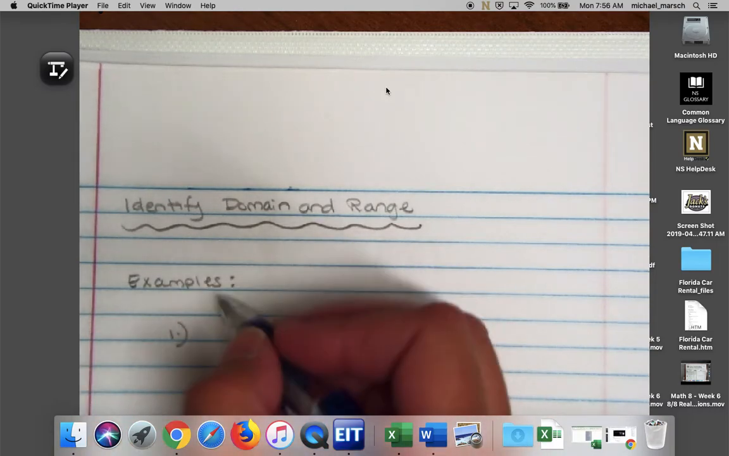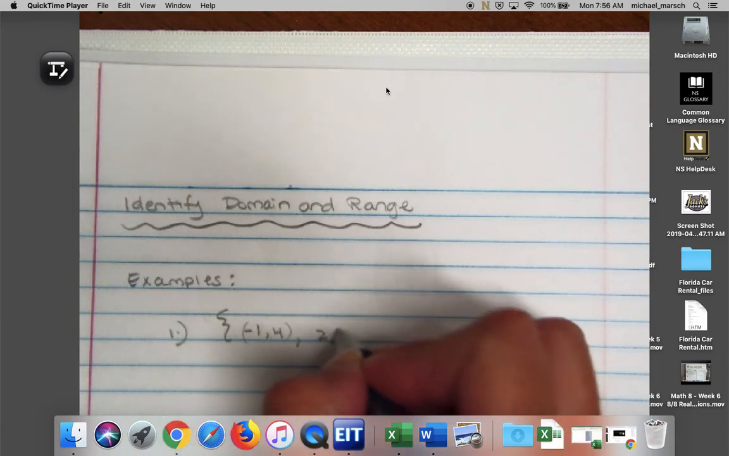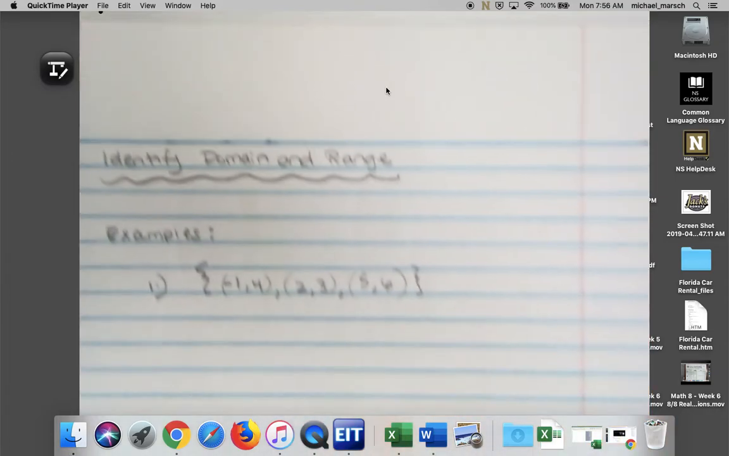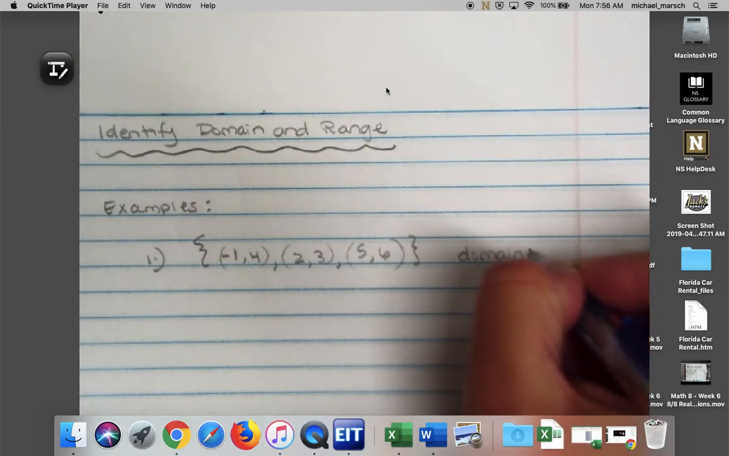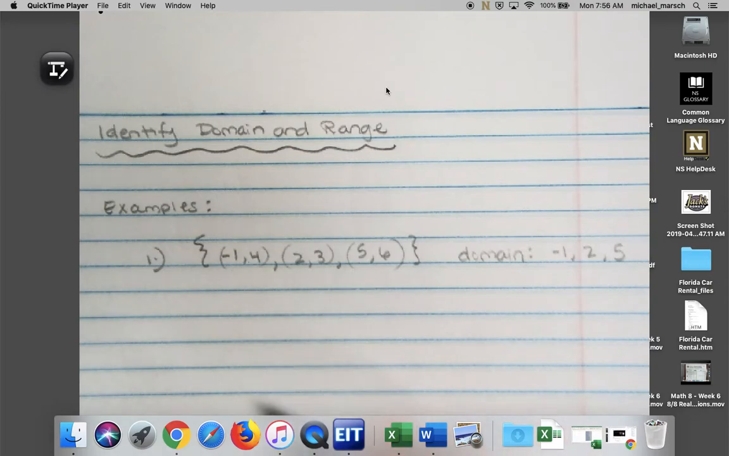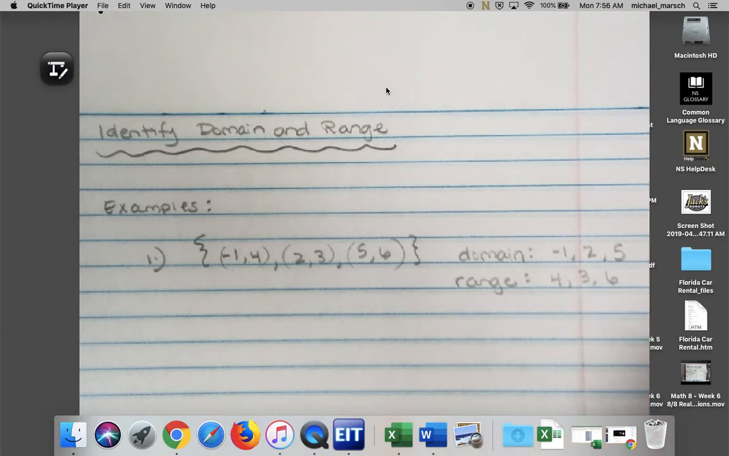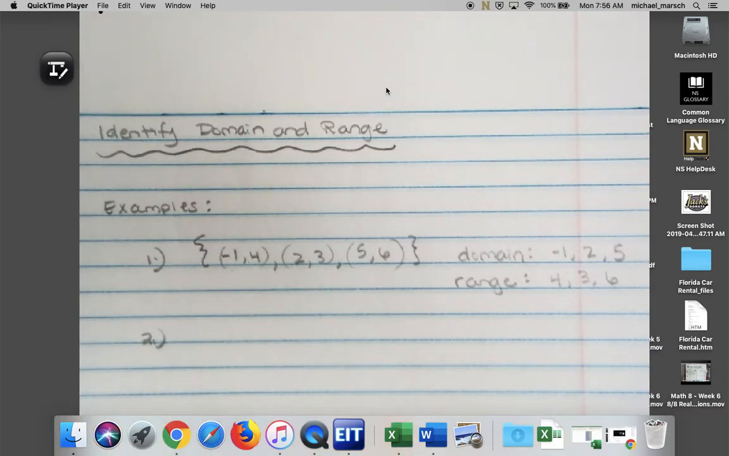The first example is just a relation that's a set of ordered pairs. I got those fancy brackets. Okay, so my domain is going to be -1, 2, and 5 because those are all my x values. And my range is going to be 4, 3, and 6 because those are all of my y values. Okay, pretty straightforward. What are my x's? What are my y's? All right, so for this next example, we're going to glue in our graph.